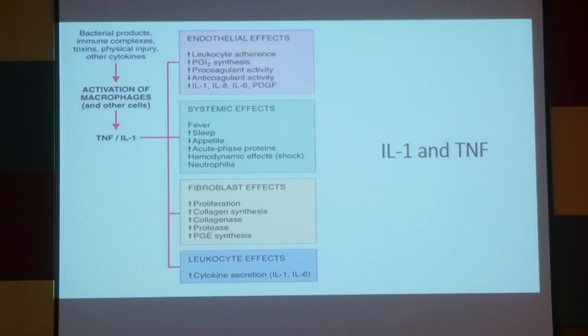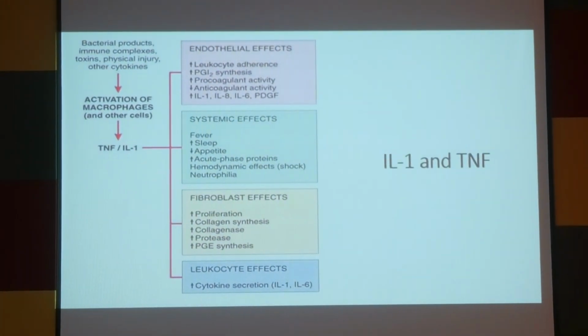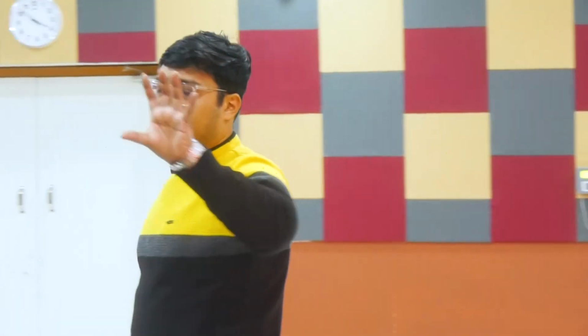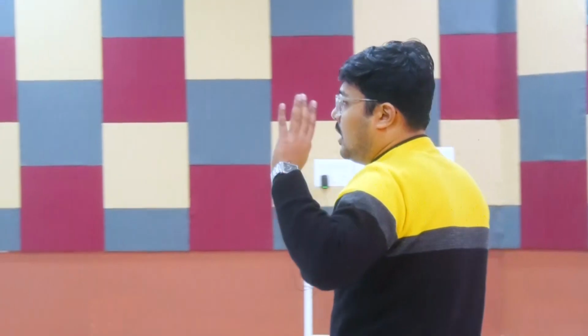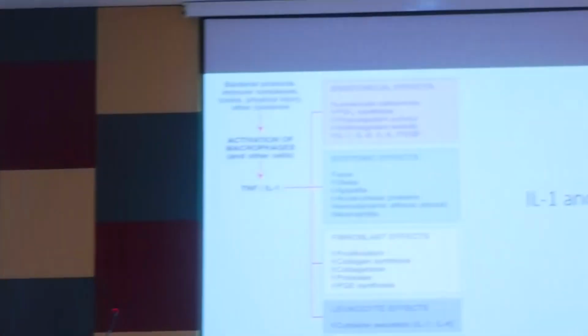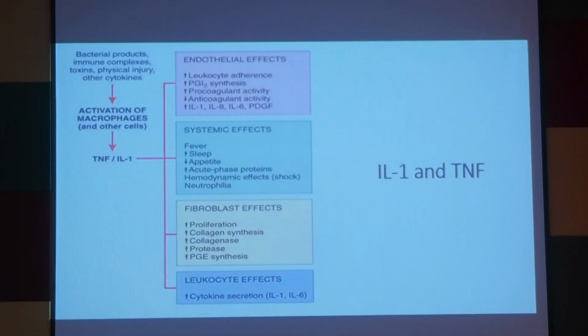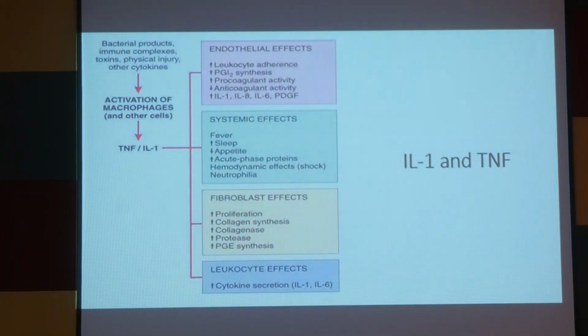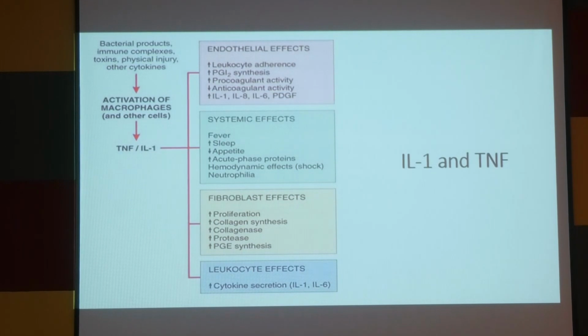The tumor necrosis factor leads to the fibroblastic effect, increased proliferation of fibroblasts. Fibroblasts are essential to limit the inflammation. Whenever you are taught chronic inflammation, you will learn that in the process of healing, fibroblasts have an immense role in localizing the inflammation and healing the tissue. Okay. So there is increased collagen synthesis, increased collagenase, increased protease activity, and increased prostaglandin E synthesis. Okay. So these are the functions of interleukins.